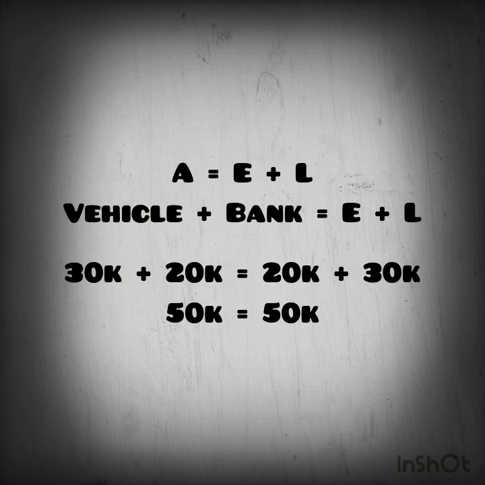So we take the 20,000 rand that was put into the bank, which is an asset, and we add the 30,000 rand of the vehicle, and then we have assets of 50,000 rand. So we have equity of 20,000 rand, and we have liability of 30,000 rand. So equity plus the liability gives us 50,000 rand, and the money that is in the bank plus the value of the vehicle also gives us 50,000 rand, and that maintains the accounting equation.